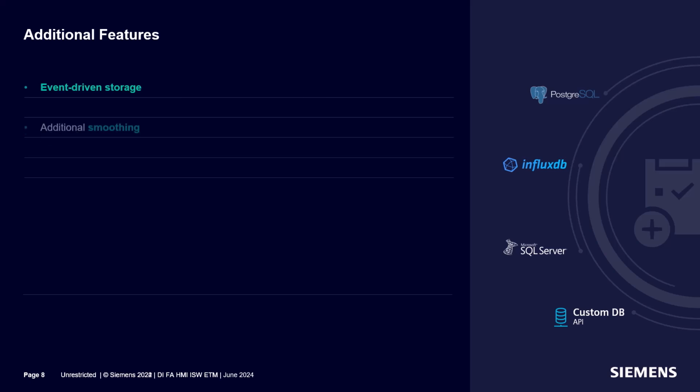event-driven storage that prevents data duplication, additional smoothing options to reduce the amount of stored data, support for all WinCC OA data types, including strings and arrays, the ability to add or correct values while retaining the original data, and storage of quality status along with a 32-bit user-definable status.